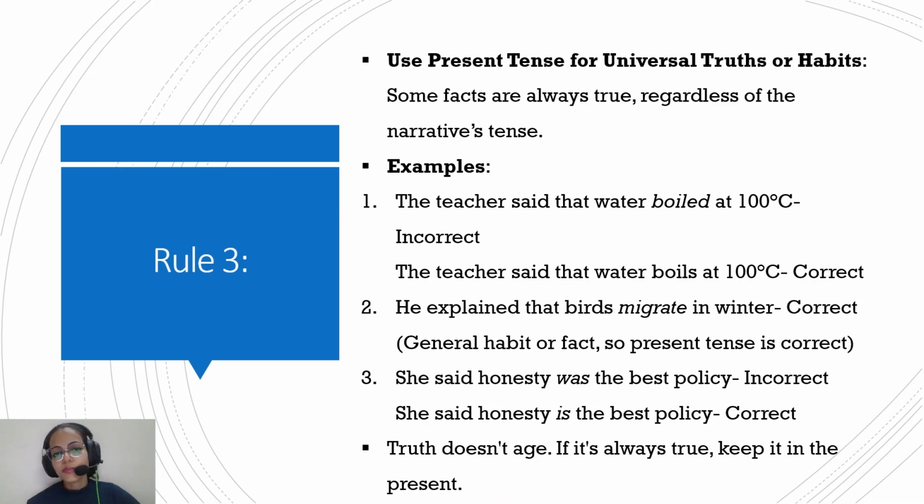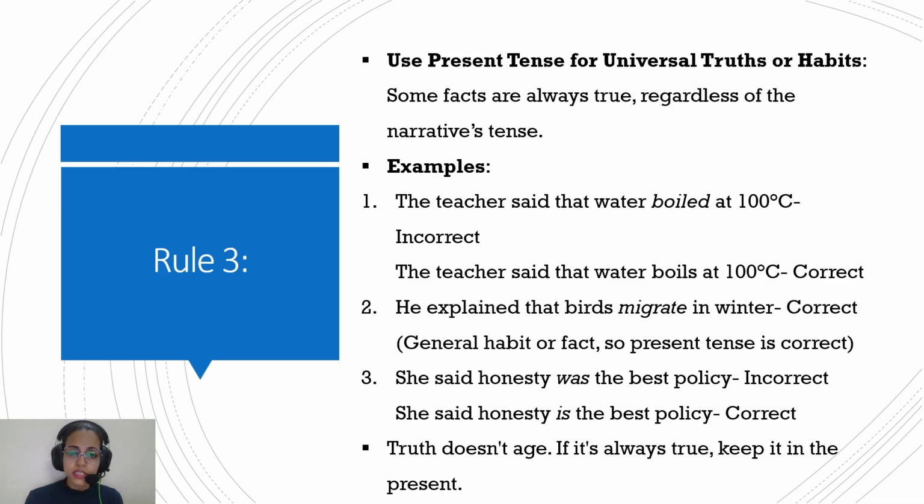Okay. Now rule 3, use present tense for universal truths or habits. So some facts are always true regardless of the narrative's tense. So these facts should always be kept in a present tense. So for example, the teacher said that water boiled at 100 degrees centigrade. Now it's a fact. It's a universal truth. The fact that water boils at 100 degrees. So now this fact will always be presented in the present tense. It will not be in past or any other tense. So universal truths or regular habits, they are always in present tense.